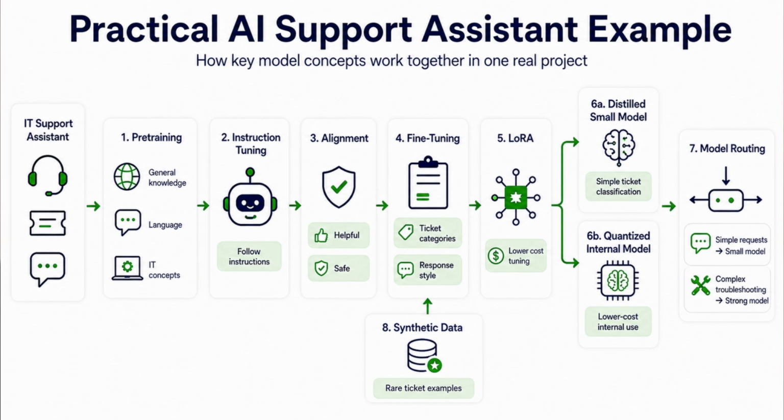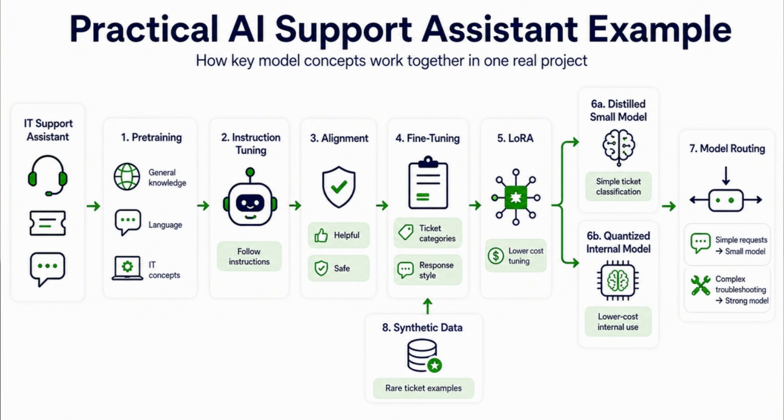Alignment helps it avoid unsafe or incorrect behavior. The company then fine tunes it using the historical support tickets so it understands the ticket categories and response style. LoRA makes fine tuning cost effective. Quantization can run a smaller version of it for internal use at a lower cost. Distillation can create a smaller model for simple tasks like ticket classification. And synthetic data can help create more examples for rare ticket categories.